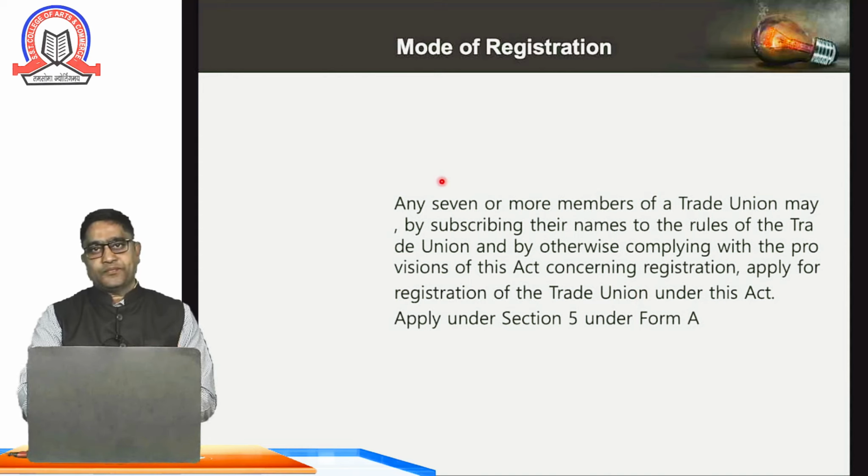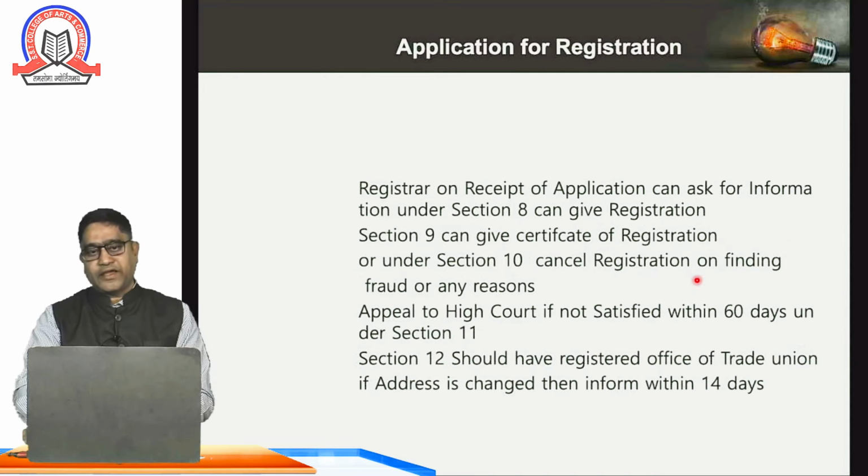Coming to the process of registration, any 7 or more persons of a trade union may, by subscribing their names to the rules of the trade union and by otherwise complying with the provisions of the Act concerning registration, apply for the registration of the trade union under the Trade Union Act 1926. They should apply under Section 5, in Form A.